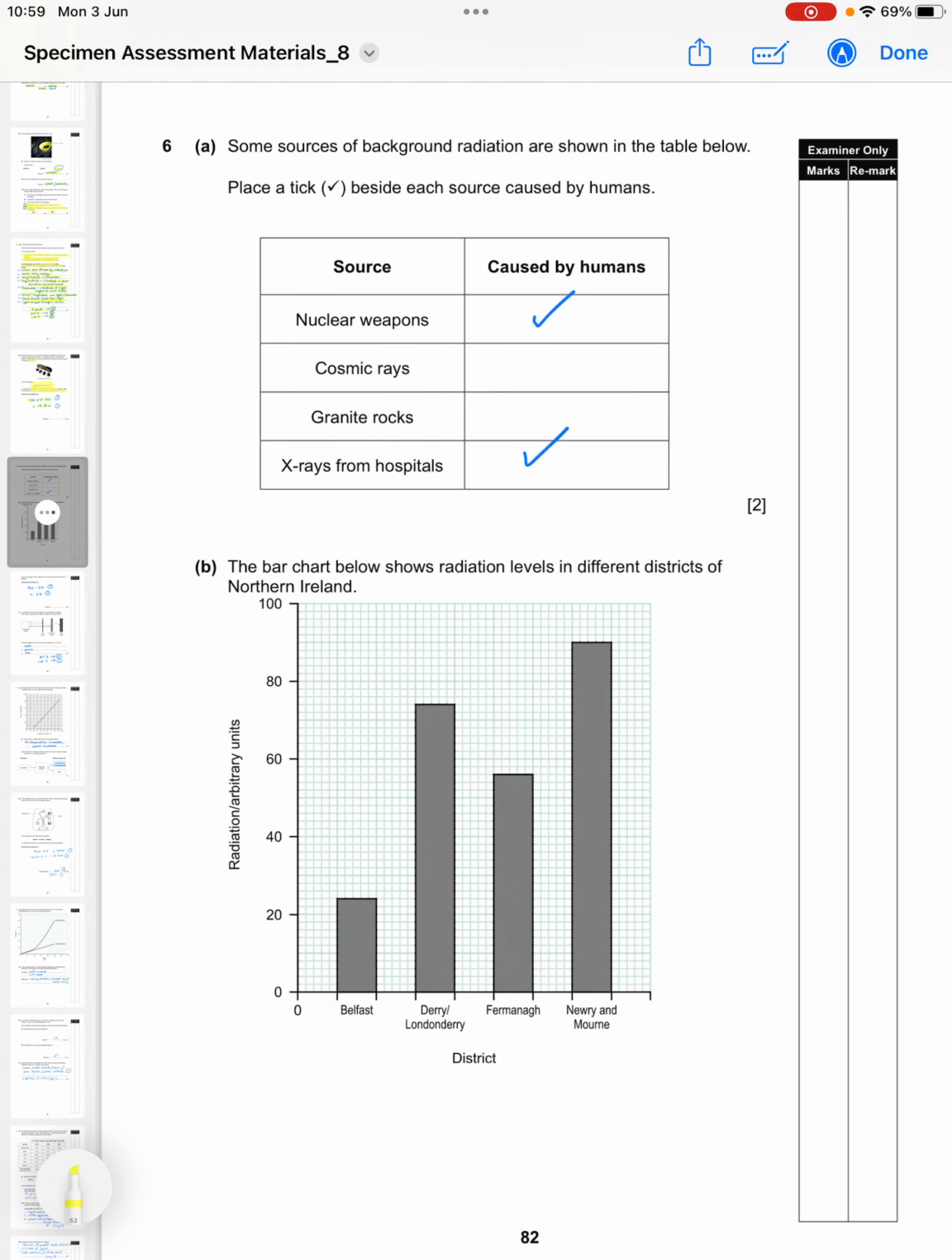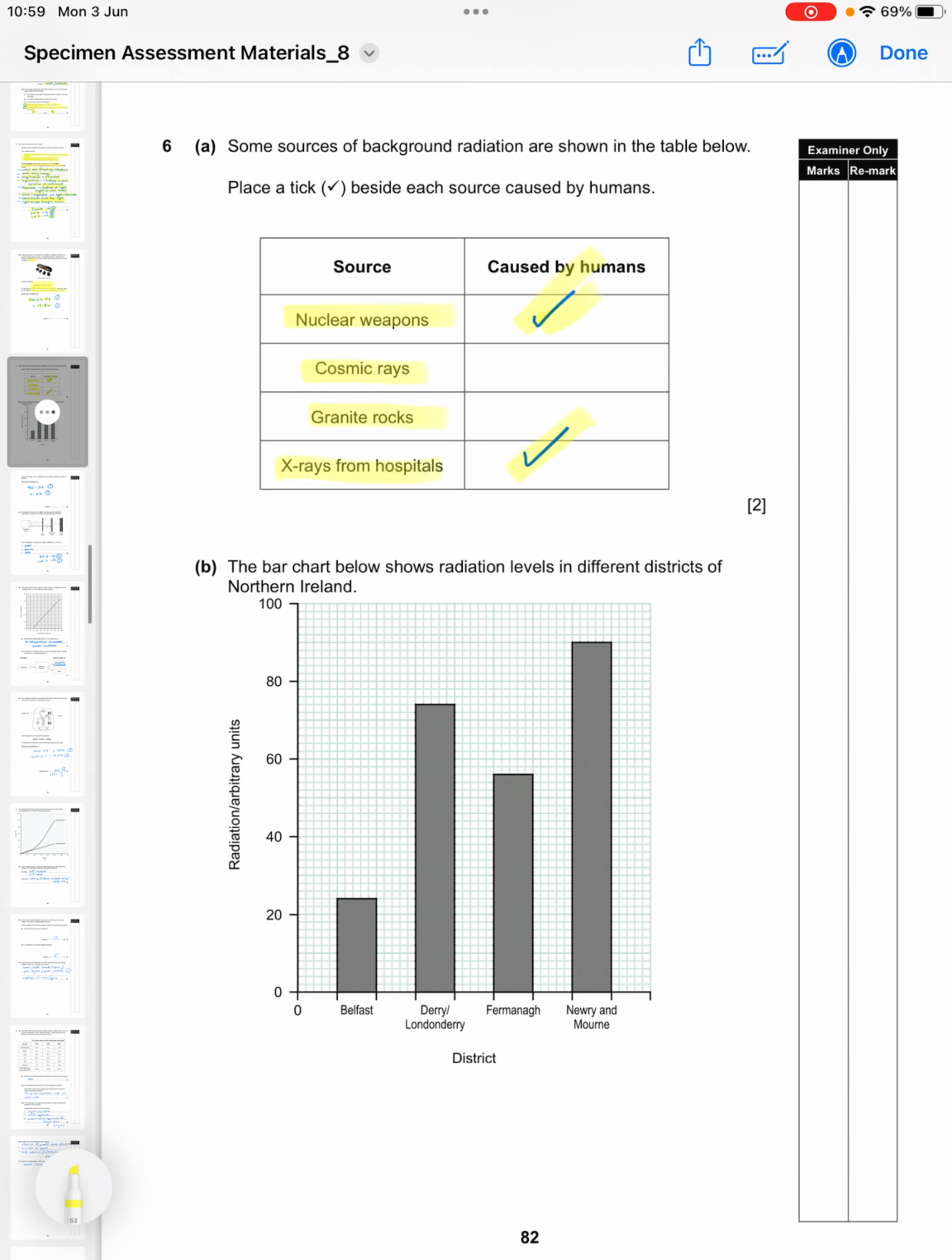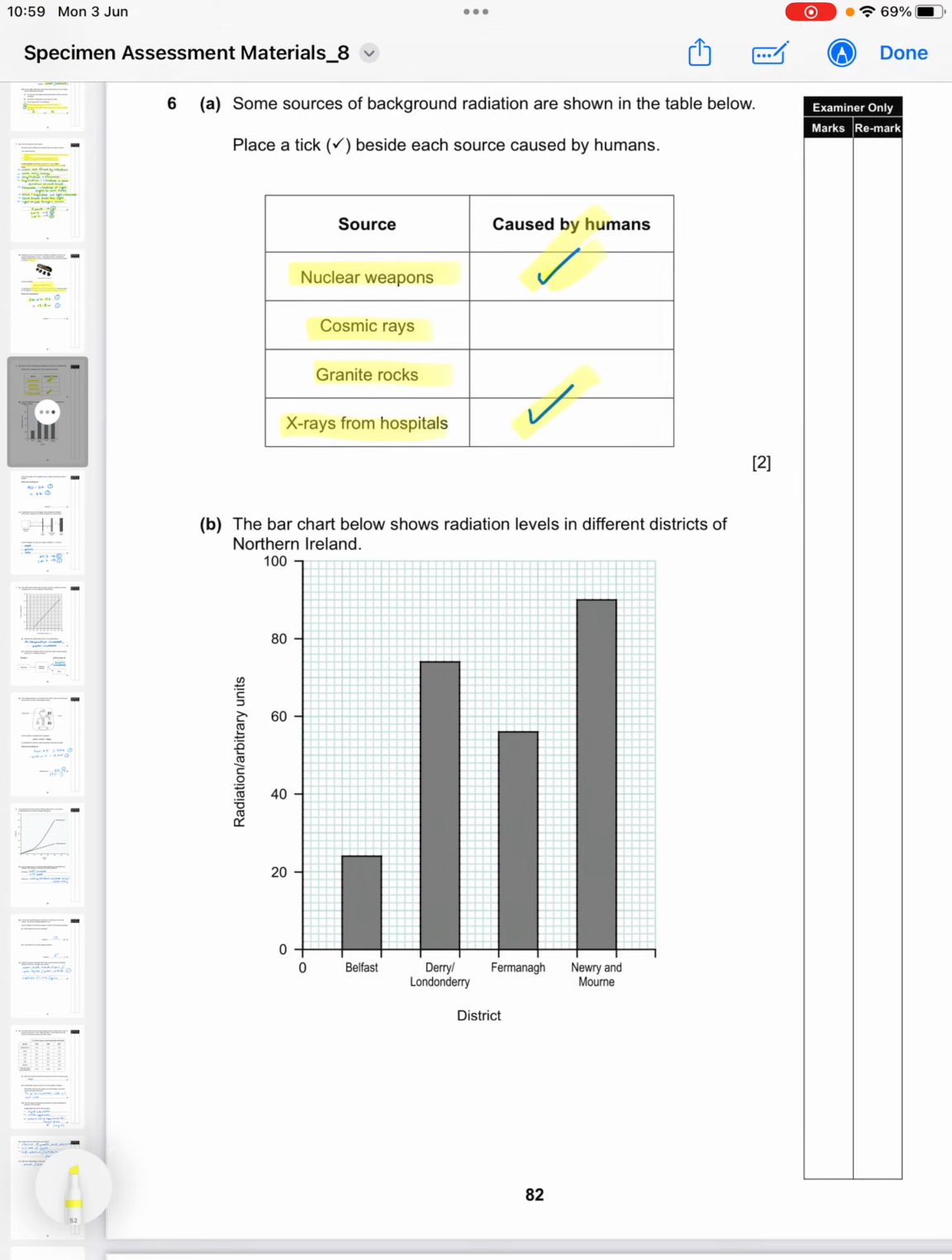Question 6 then. Some sources of background radiation are shown in the table below. Put a tick beside each source caused by humans. So we have nuclear weapons, cosmic rays, granite rocks, and X-rays from hospitals. So of course the two that are caused by humans there have to be the nuclear weapons and the X-rays from hospitals. Cosmic rays come from beyond our planet, and granite rocks are not something that we have responsibility for. They were there before us.